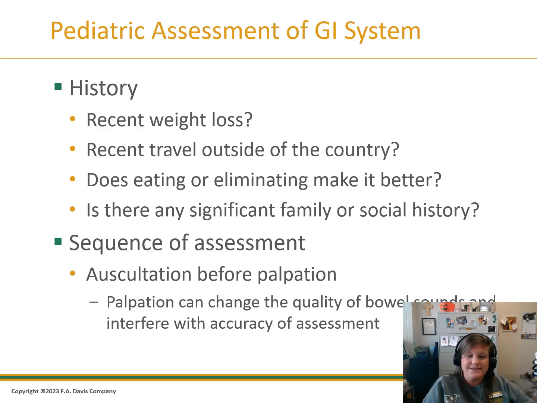But in the GI system, it's very important that we pay attention to sequence. The primary takeaway in the GI system is that auscultation, listening to the bowels, should always come before palpation, or touching of the bowels, because palpation of the abdomen in different locations can change the quality of the bowel sounds and interfere with the accuracy of the assessment we're trying to obtain.